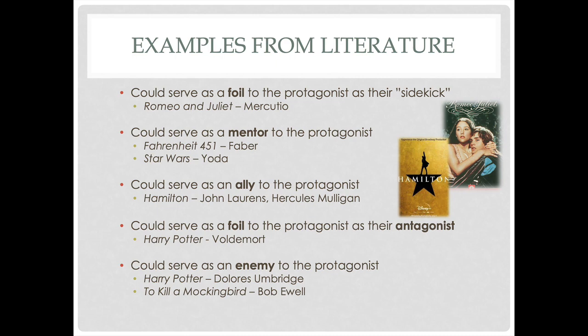On the negative side, we could see a static character serving as a foil to the protagonist as their antagonist. So for example, in Harry Potter, we have Voldemort. He is a foil. He is a clashing entity to Harry Potter. For all the good that Harry Potter is, Voldemort is negative. But Voldemort never changes. He never grows. He never gets better. He never realizes that what he's doing is so bad. You could also have static characters who just serve as generic enemies to that protagonist, such as Dolores Umbridge in Harry Potter or Bob Ewell in To Kill a Mockingbird.